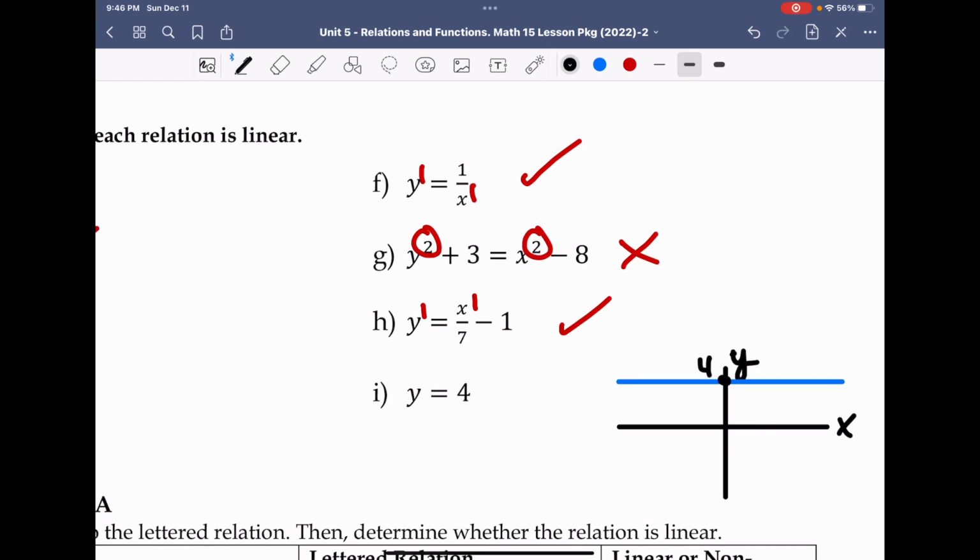And what is its slope? The slope of this line is actually just equal to 0. There is 0 change in y over some change in x, and 0 over a change in x would just give me a slope value equal to 0. So yes, this one's definitely linear, and it actually represents a horizontal line.